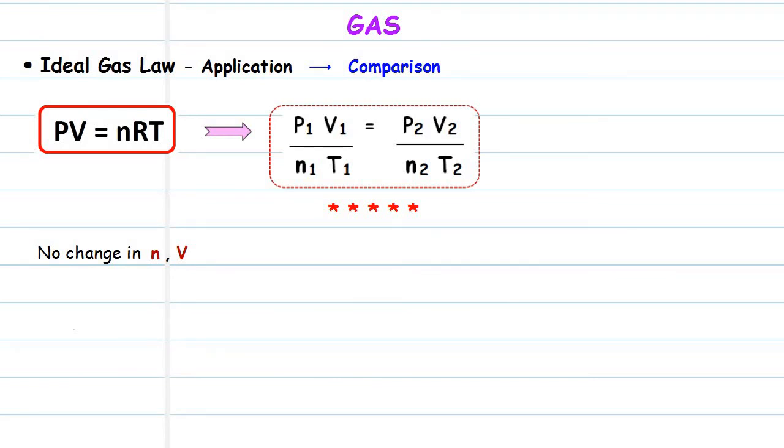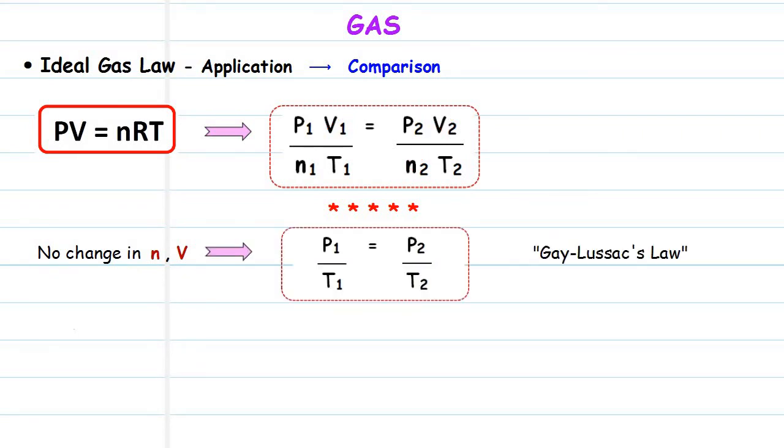Here, let's try to fix N and V. If N and V stay constant, we can cross them out again. So you will get P1 over T1 equal to P2 over T2. And we call it Gay-Lussac law. For Gay-Lussac law, let's say we have a container with a locked lid.